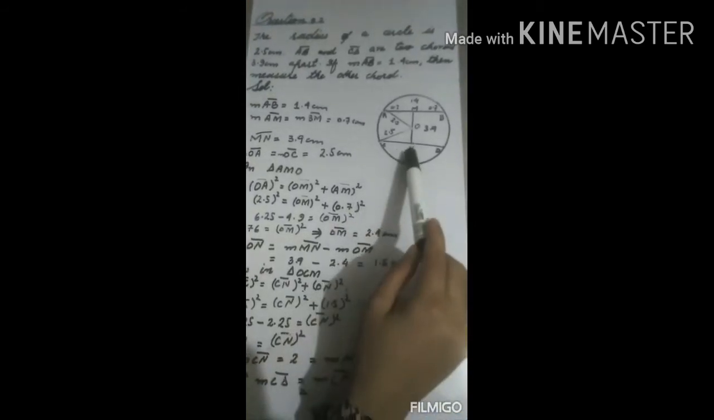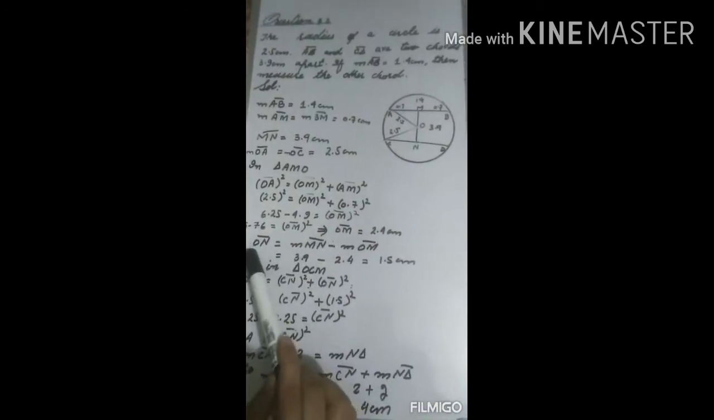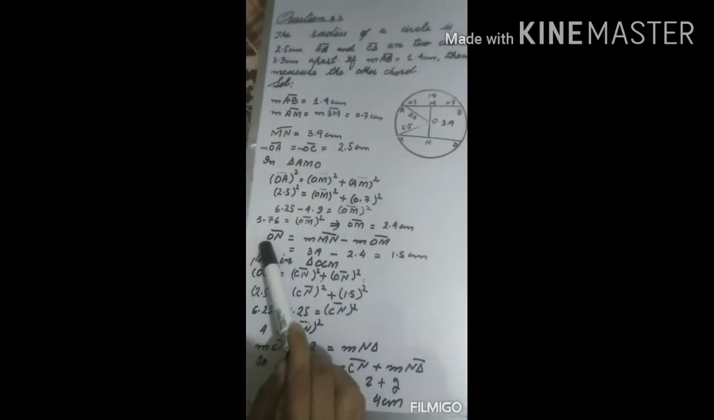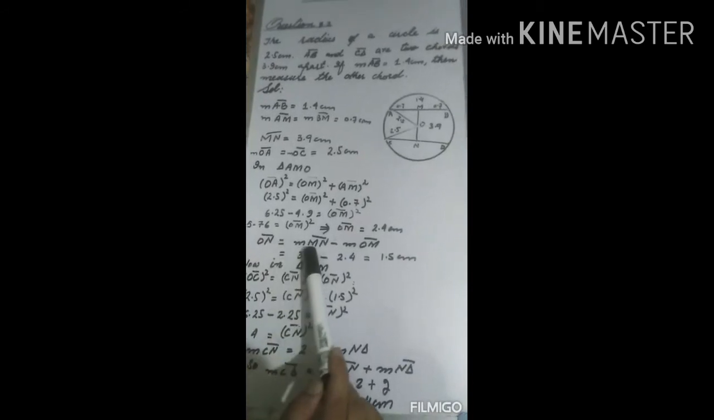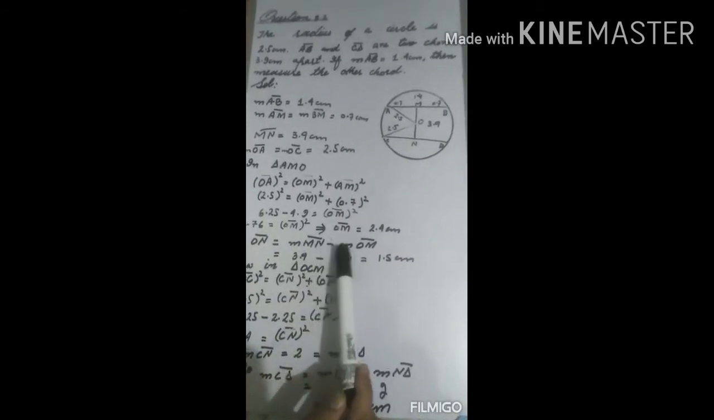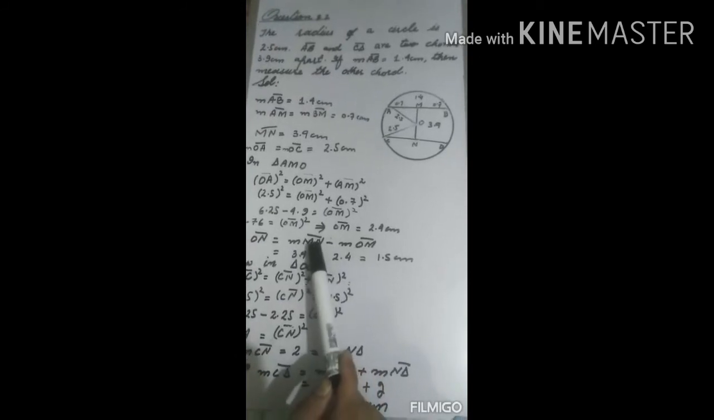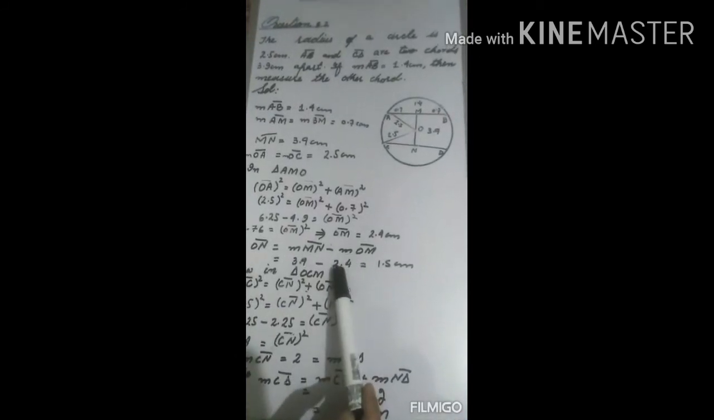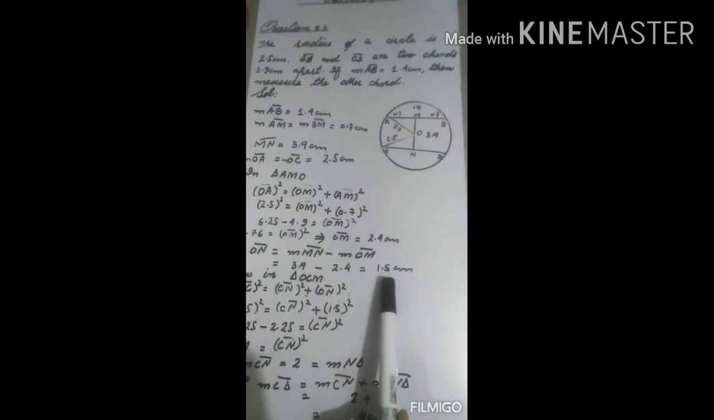Now the distance MN was given, that was 3.9 centimeter. So by using this, I can find out the value of ON, that is the measurement of MN minus the measurement of OM. MN is 3.9 and OM is 2.4. By subtracting, we will get 1.5 centimeter.